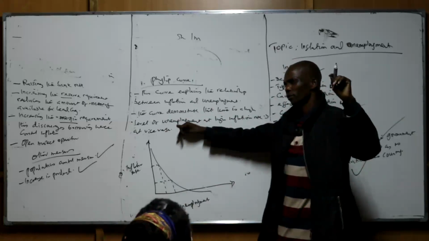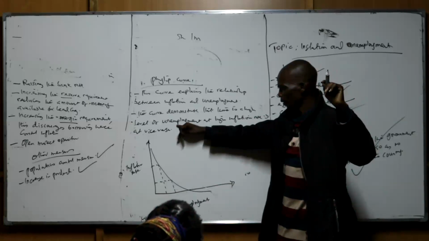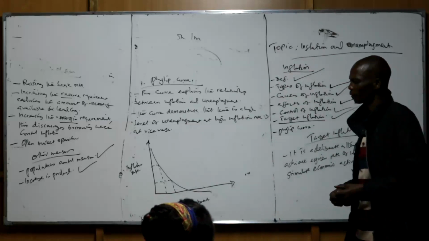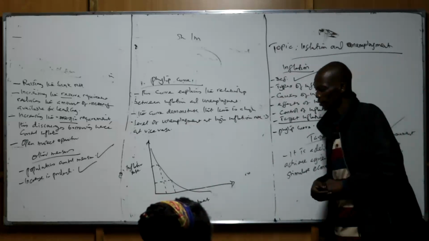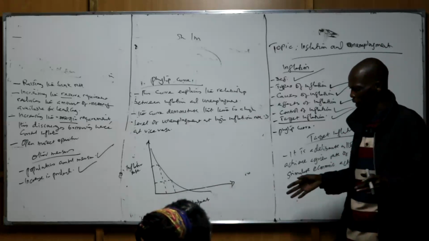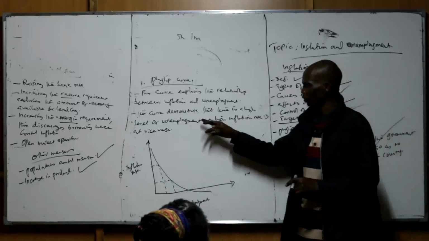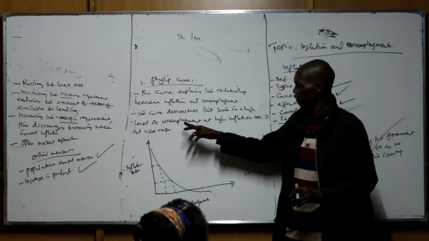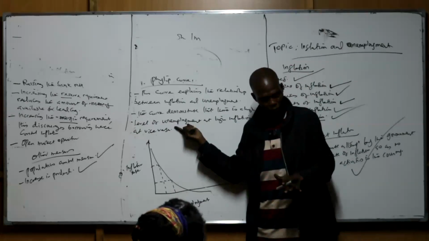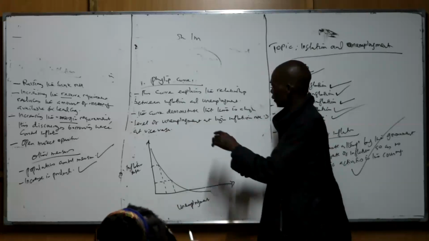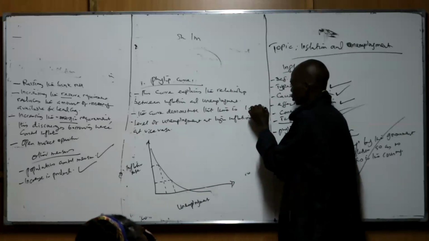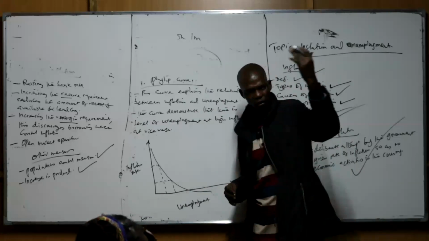What happens when we have more jobs, when the unemployment is low? It means more people have income. So it should be the other way around. The curve says that there is a low level of unemployment. When there is low unemployment, few people are looking for jobs. So it should be the other way. The curve says that there is a low level of unemployment with high inflation.